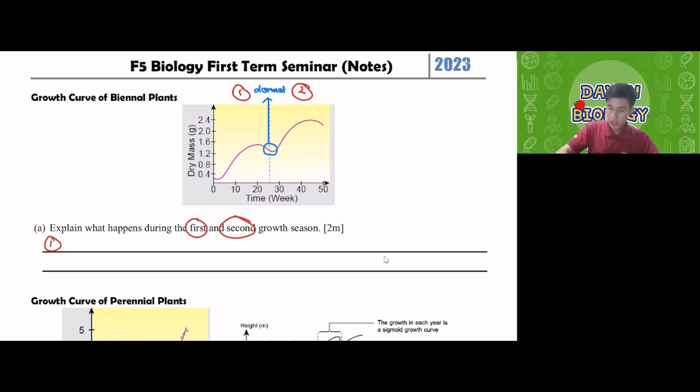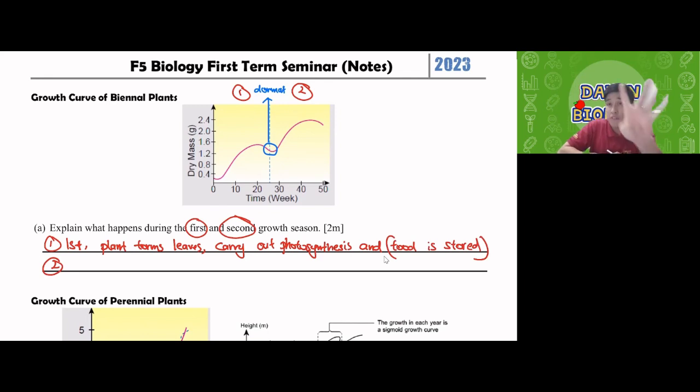Okay? So number one, we can say, during the first growth season, the plant forms leaves, carries out photosynthesis, and most importantly, food is stored. Why is this important? Because next year, they're going to use this stored food to produce reproductive structures, like fruit, flower, seeds. So second year, we write that the food stored is used to produce these three things: flower, fruits, seeds.